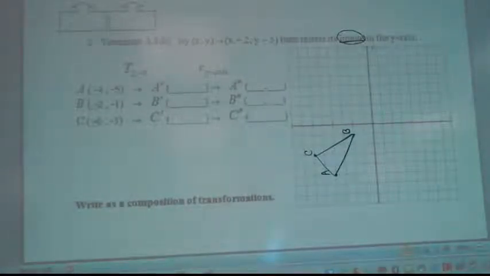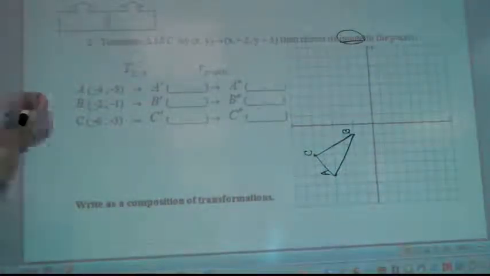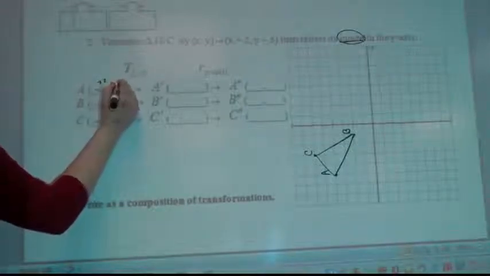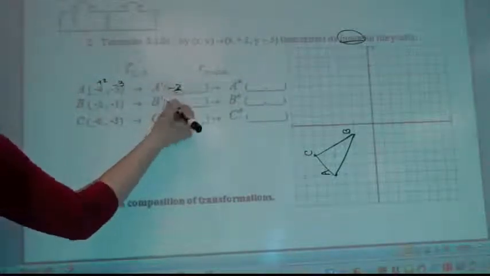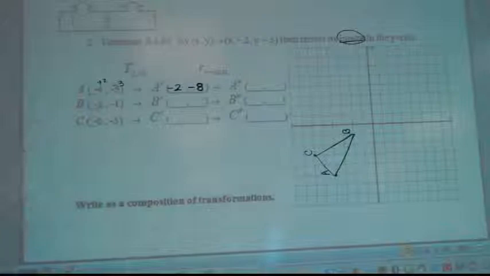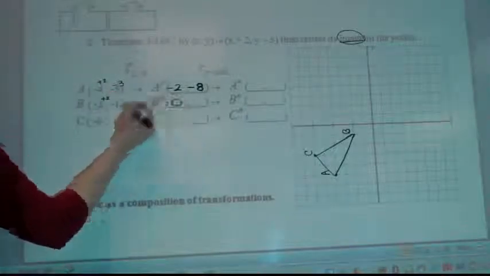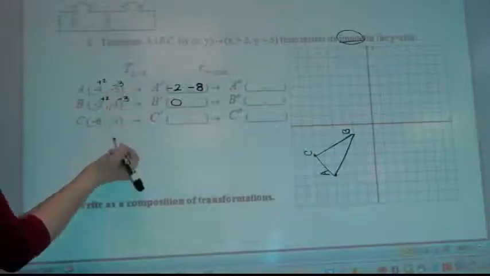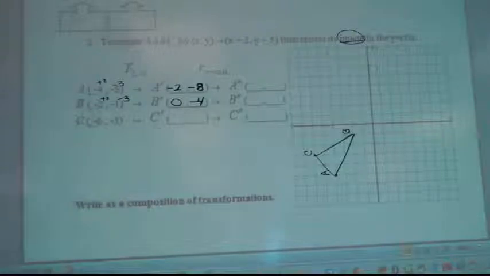All right, so what'd you get for your A prime? (-2, -8). So you're adding 2 here and taking away 3 here. (-2, -8). Love it. Jake, what'd you get for B prime? (0, -4). Add 2, take away 3. Yep, this is the signed numbers coming back. So remember in algebra, some people really hated doing these pluses and negatives. This is the return of them.